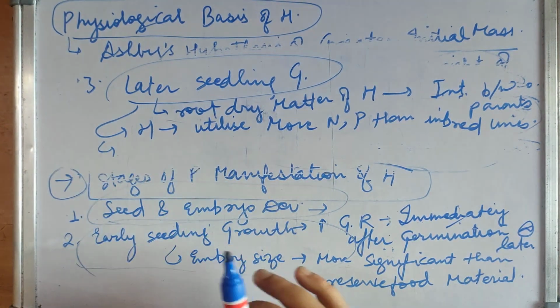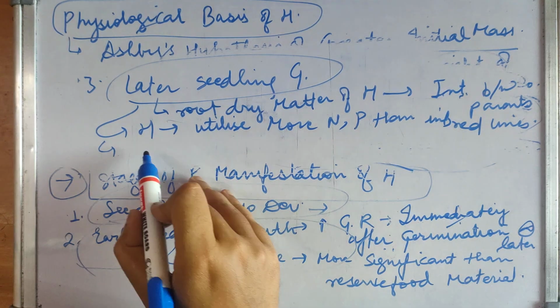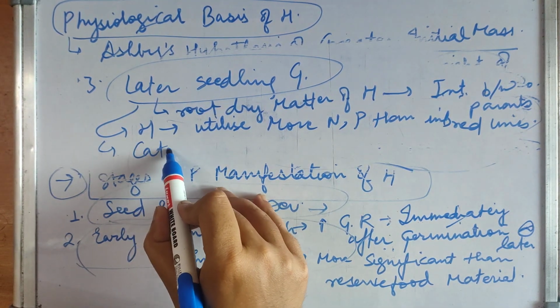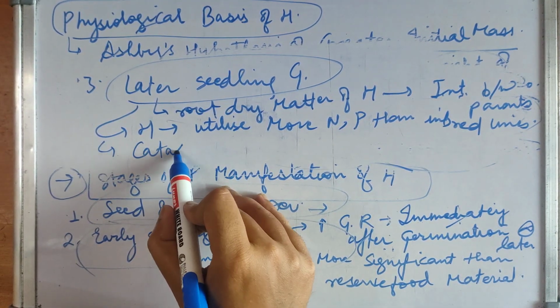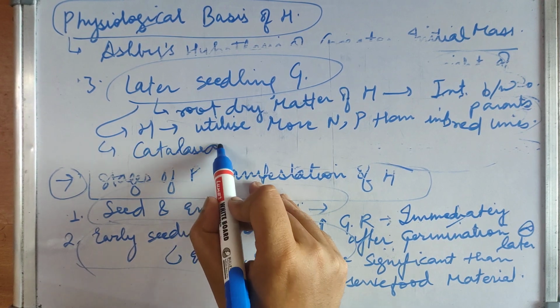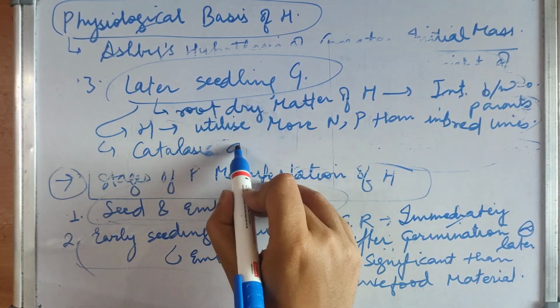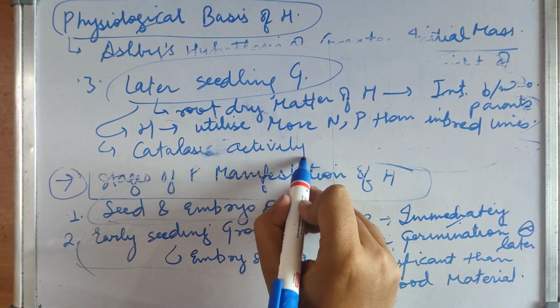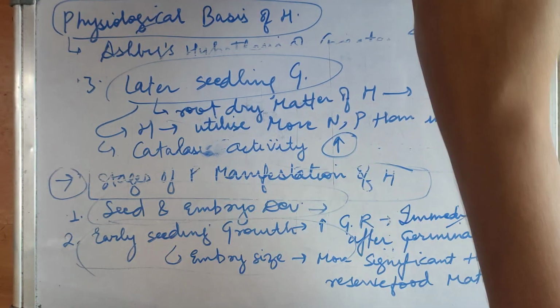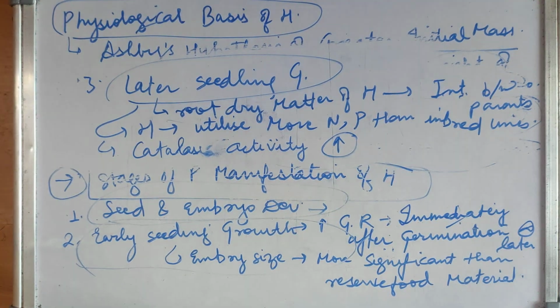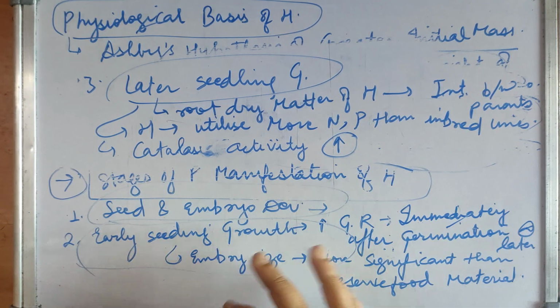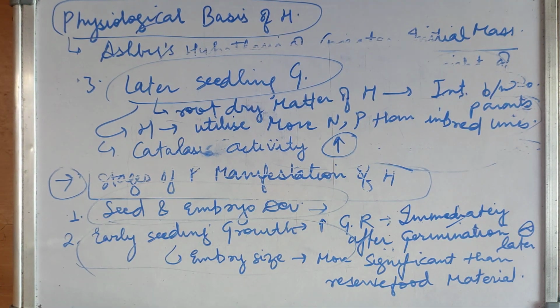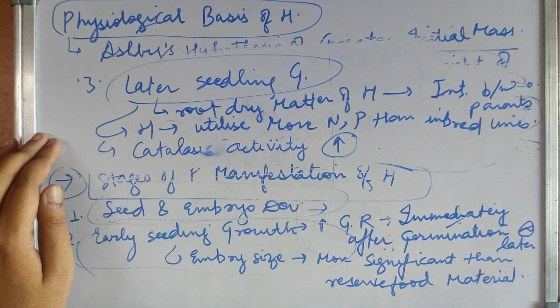And also the catalase activity was higher in heterosis hybrids, so it also enhances the growth rate. So these are the stages in which we can manifest heterosis, and how we can manifest it we have discussed earlier. Now we will move to the next topic of this session, that is the molecular mechanism involved in heterosis.